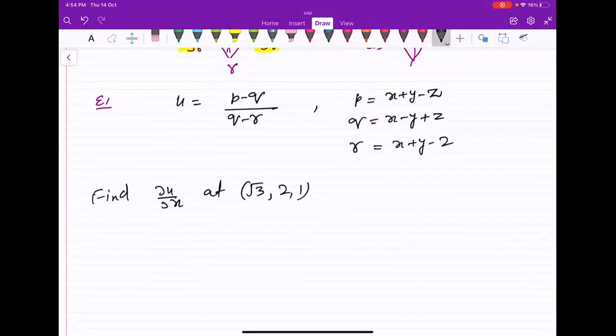Here you can understand u is a function of p, q and r, and these three variables are associated with three independent variables x, y and z. Y and z are not related to each other, but they are associated with p, q and r. So what you have to do is compute del over del x. So you can understand how to compute it.